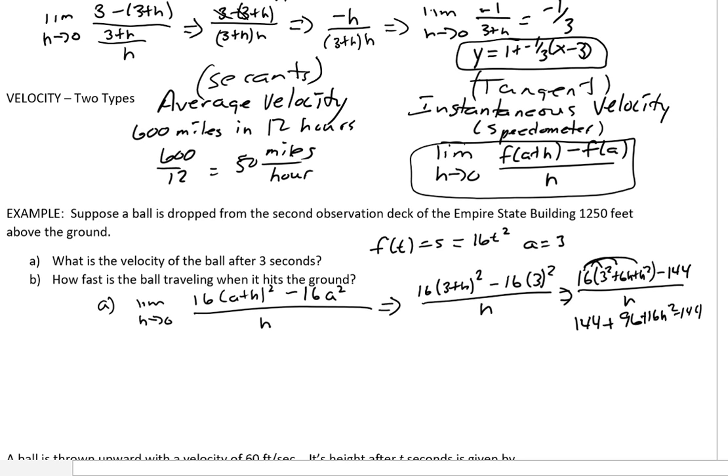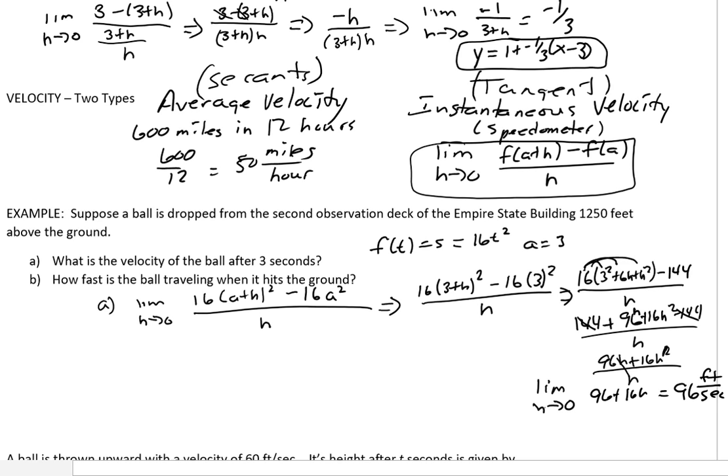So the 144 and this 144 cancel, and then I have 96h plus 16h squared over h. One of those h's cancels, and I'm left with 96 plus 16h. Now I can take the limit as h approaches 0, and that's going to drop out, so it's just 96. So it's 96 feet per second after 3 seconds. That would be the velocity.